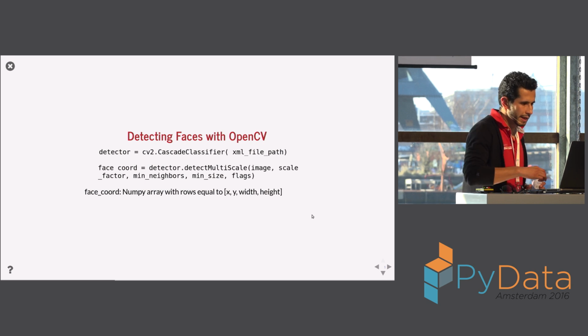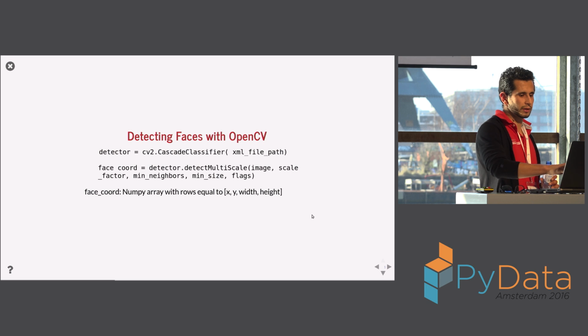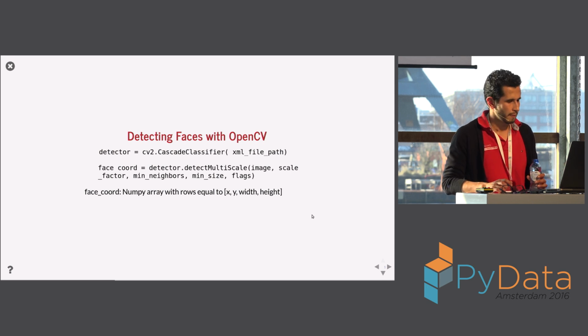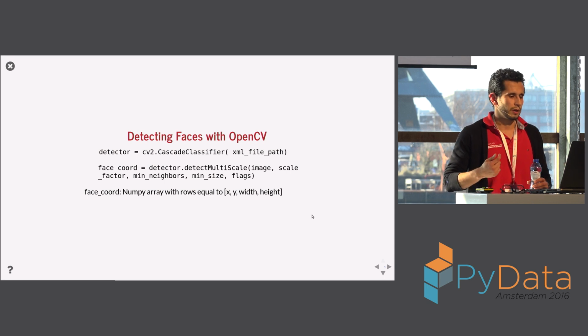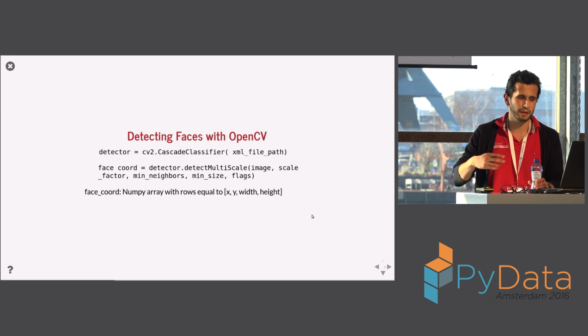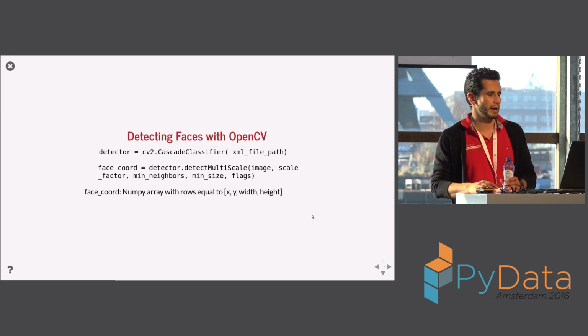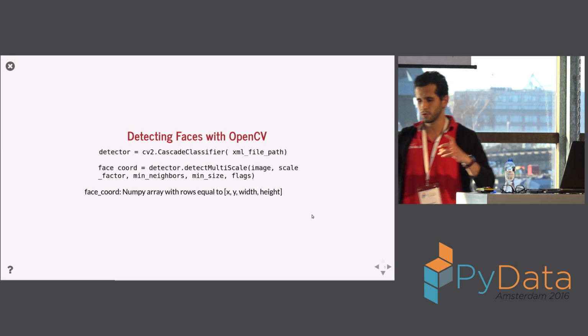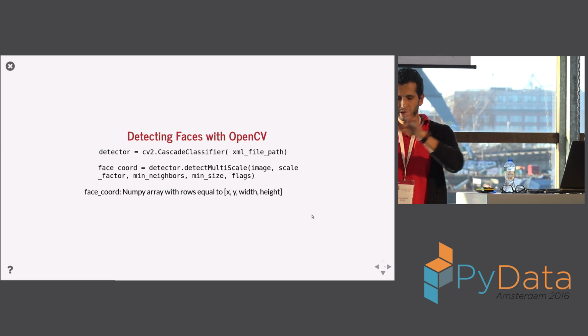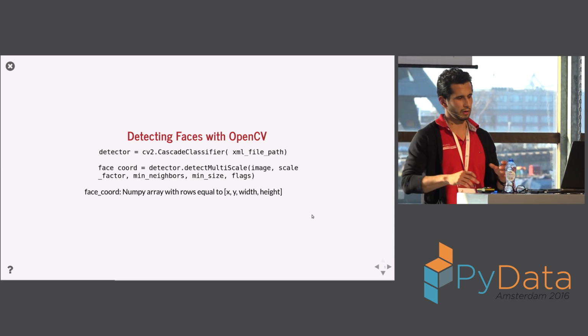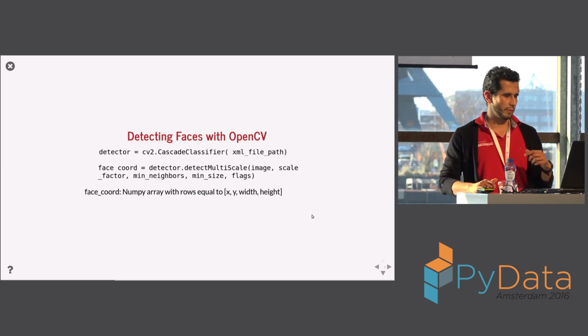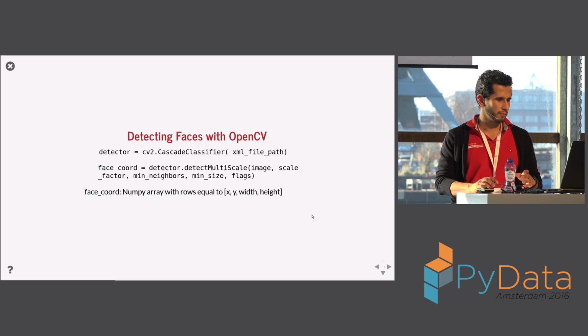And then basically the detector just detects. You pass the image, and you pass certain parameters: the scale factor, the minimum neighbors, minimum size, and flags. The scale factor means how much you want it to grow, because it's checking and then reducing. The recommended factor is 1.2.